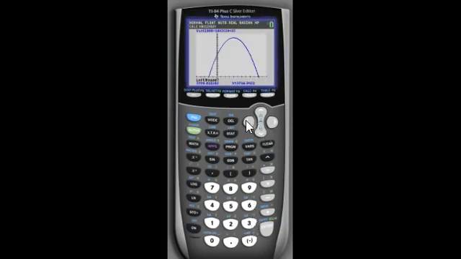I can do the same thing to find my maximum. Again, it says left bound, so I need it to be to the left of the vertex. I'll push enter, and then I will scroll it to the right of the vertex. It says right bound down here, and I'll press enter, and then it says guess, and I press enter again, and it tells me that my maximum, which is my vertex, is located at (40, 36,000). And so you can see how we can find the same information using our graphing calculator as we can with Desmos.